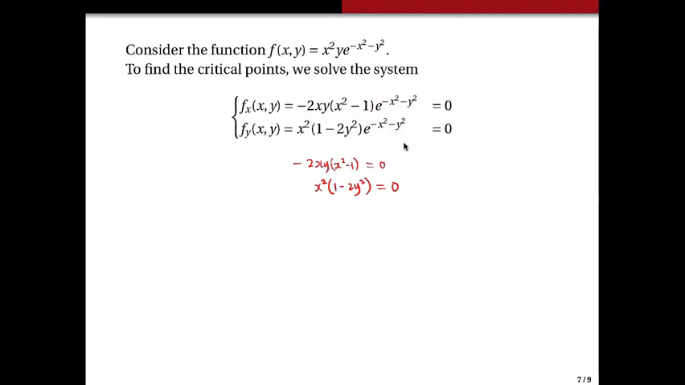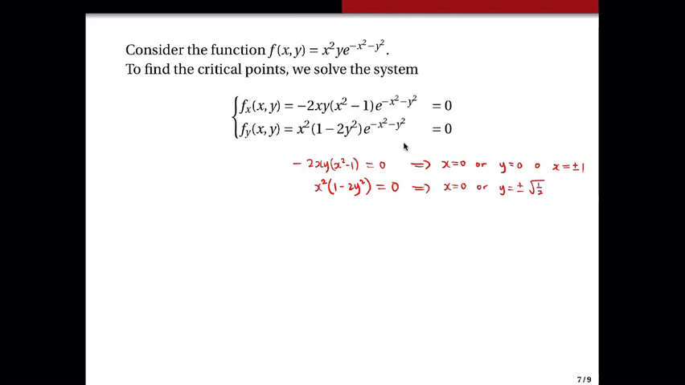As you can see, the first one is equal to 0 when x equals 0 or y equals 0 or x equals plus or minus 1. On the other hand, the second equation here will be equal to 0 when x equals 0, or when y equals plus or minus square root of 1 over 2.